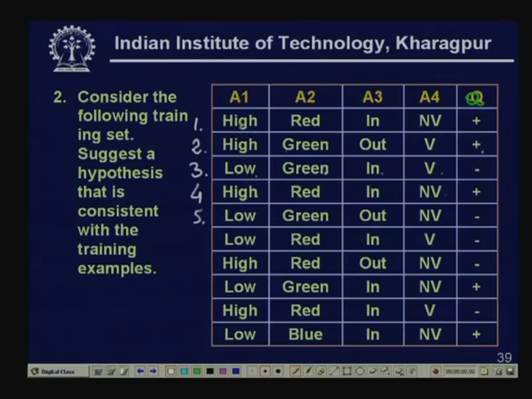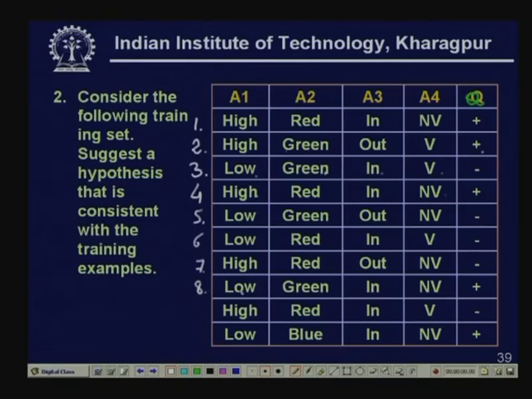Example 5, A1 is low, A2 is green, A3 is out, A4 is envy, Q is negative. Example 6, A1 is low, A2 is red, A3 is in, A4 is V, Q is negative. Example 7, A1 is high, A2 is red, A3 out, A4 envy, Q is negative.